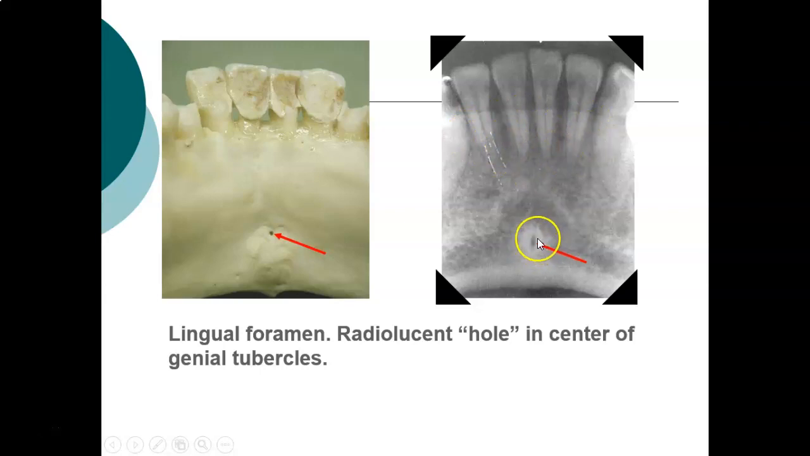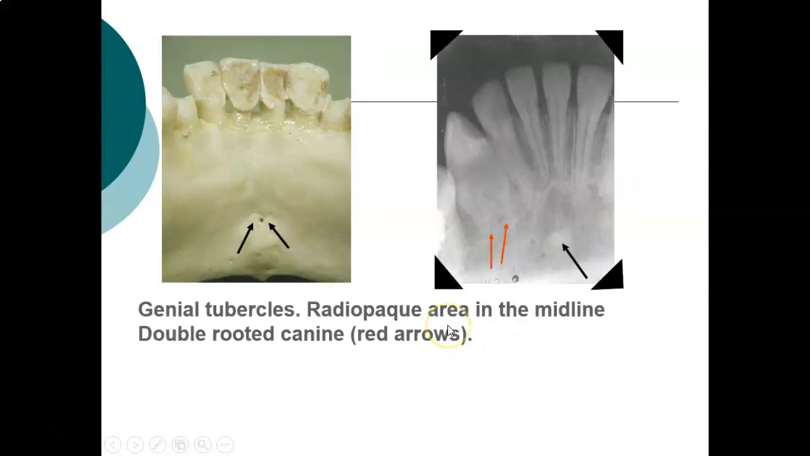Here's a really good picture of the incisive foramen and the genial tubercles. And let's see. Here's the area of the foramen on the skeleton. And then this is interesting. This is showing an anomaly, a canine twisted sideways, and you can see that it has a bifurcated root. So it's got a double root, which is definitely an anomaly for a canine.